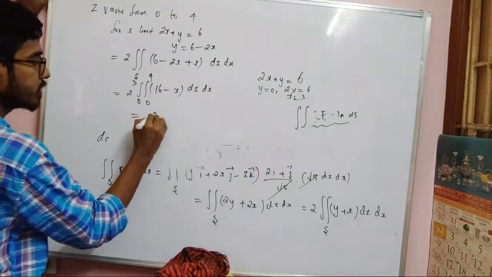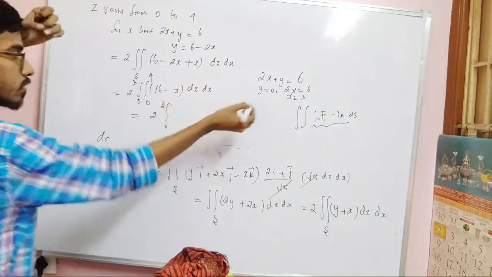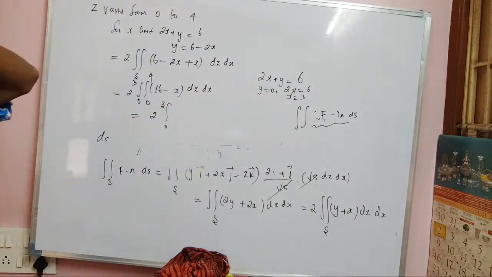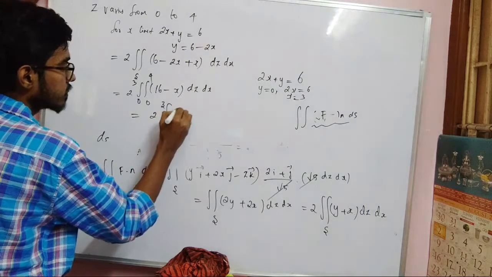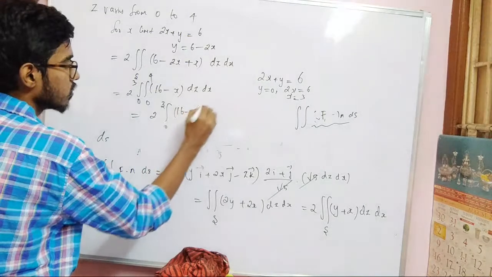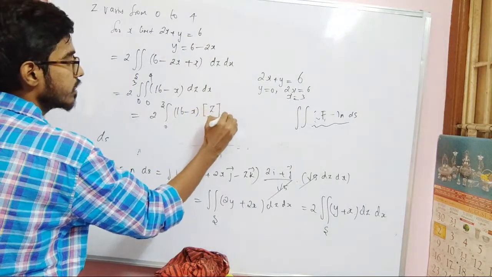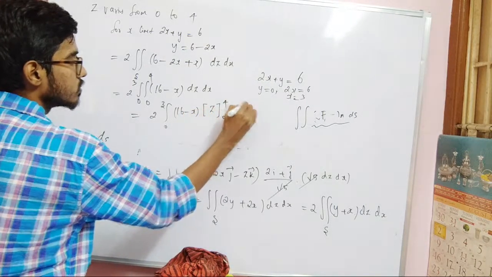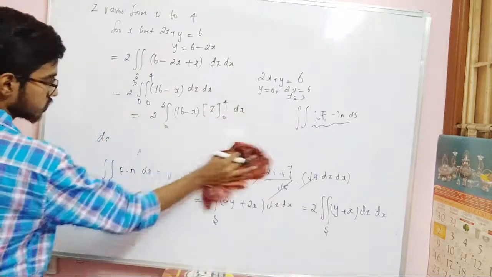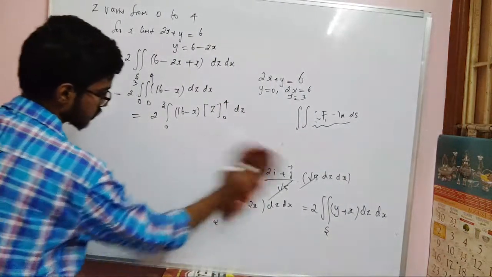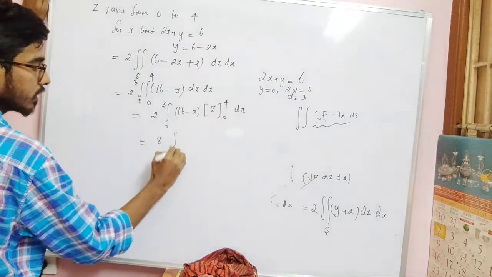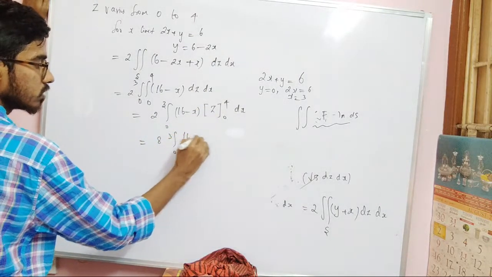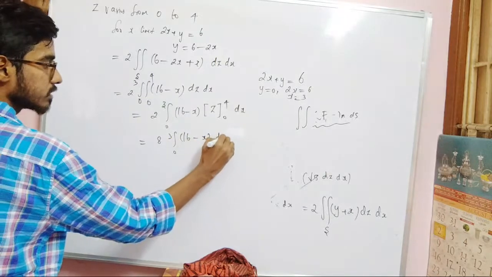So this will be 2 times the integral. This is what we have done in the previous problem also. For finding the y limit or x limit, we put the other term equal to 0. So I can take 16 minus x as constant. Integration of dz is z, and z varies from 0 to 4. So this will be 8 times the integral from 0 to 3 of 16 minus x dx.